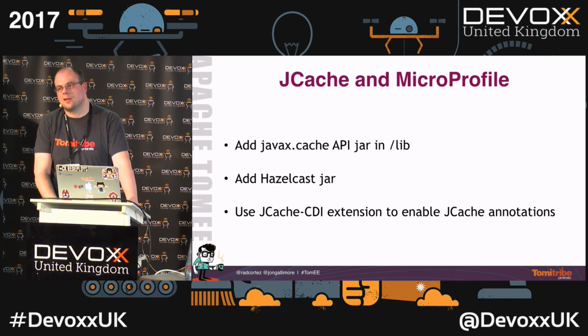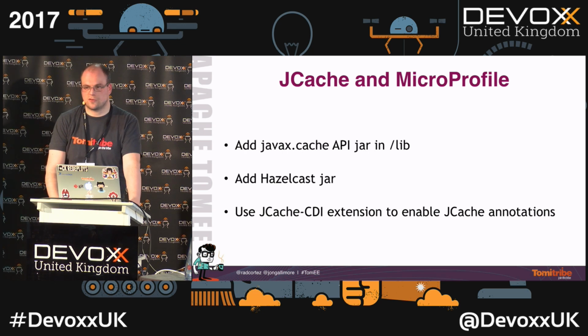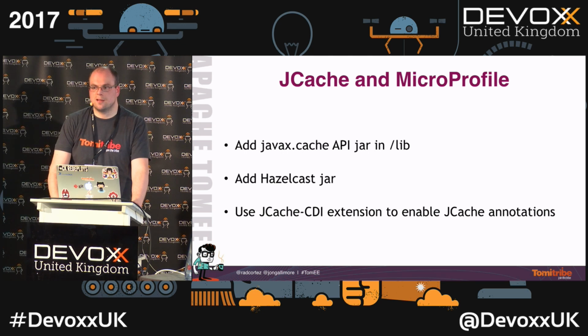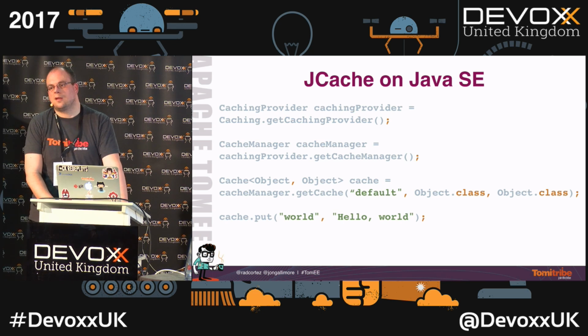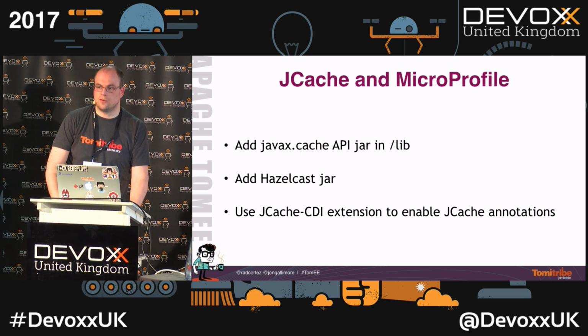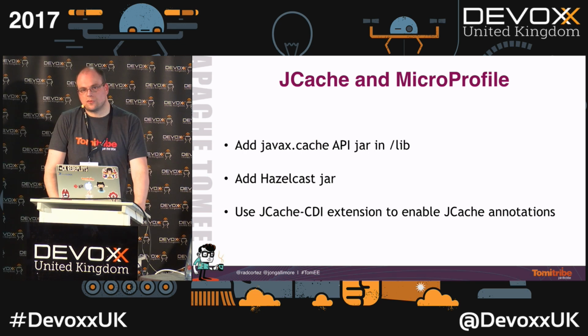As you can probably imagine, you could take the Java SE approach to using JCache, and start using that inside a Java EE or a MicroProfile application right away. That's going to leave you with quite a lot of boilerplate code floating around inside your application if you're writing this sort of code every time you want to cache a particular value. So I will show you what we can do using the JCache API, Hazelcast, and also a JCache CDI extension, which will allow us to make use of some JCache annotations that are defined by the JCache specification.